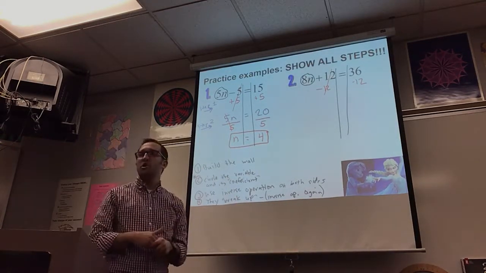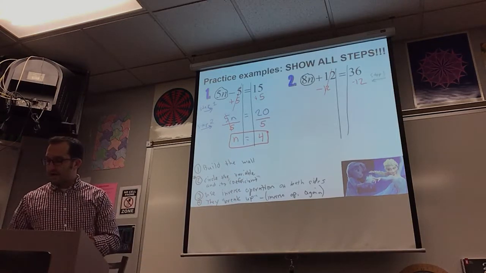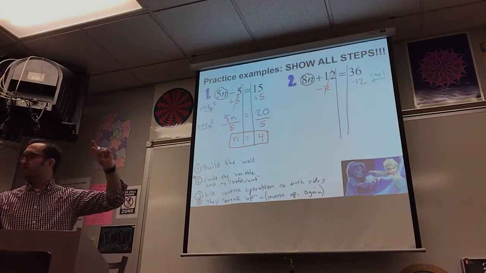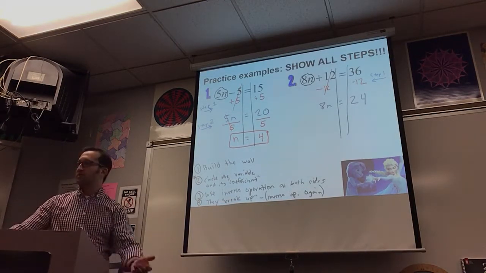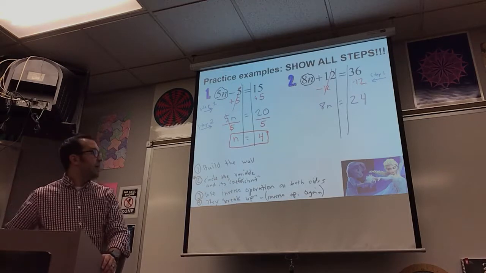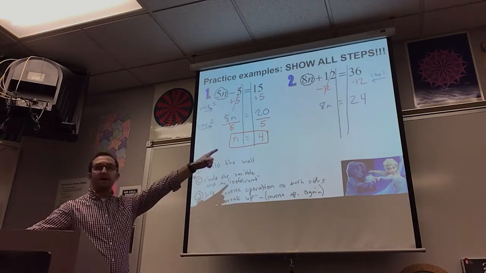What's left? What hasn't been crossed off? 8n. 8n, exactly. That's our step 1, right? That's step 1 of our 2-step equation. So now we have 8n equals what? 36 minus 12 is 24. So now, they need to break up now. What do I need to do?